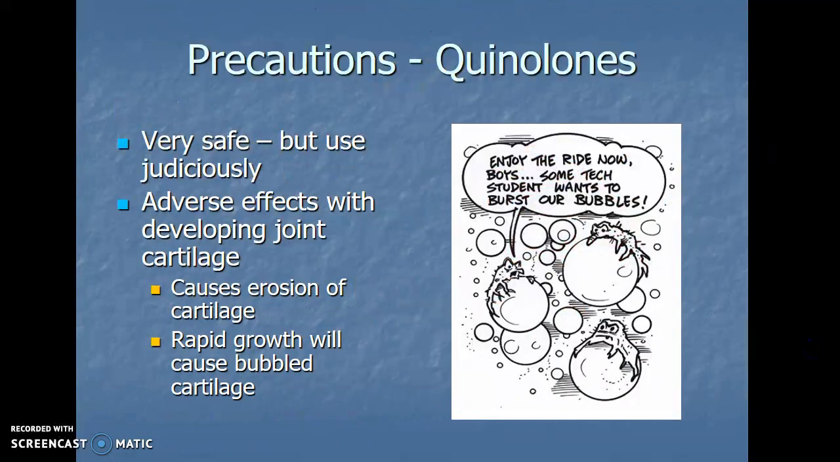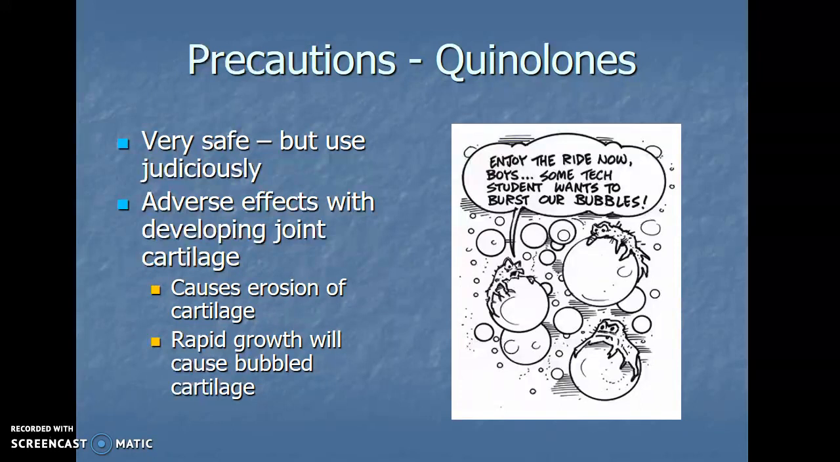In general, we think of quinolones as being safe, I'm drawing air quotes, antibiotics. In other words, we don't tend to get that many side effects with them. Animals tend to tolerate them well, but there are a couple of situations where we don't want to use them.